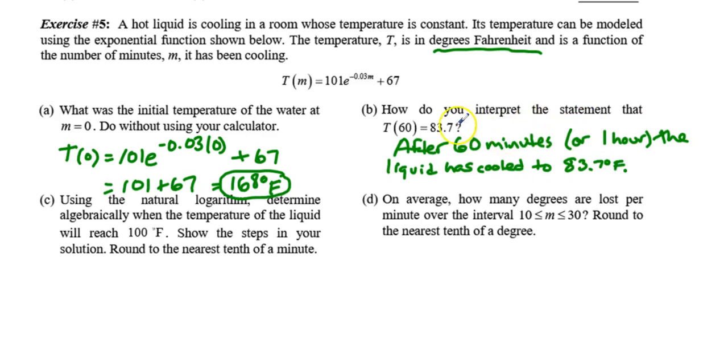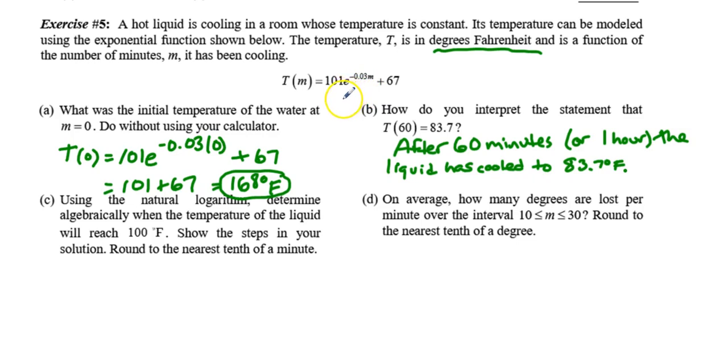Okay, so at that time, after 60 minutes, the temperature of the liquid is now 83.7 degrees. That's how we interpret this. So there's a couple things we can do with this. We can use this function to evaluate growth, or in this case decay. At any amount of time, we can sub in and find out the temperature of the liquid.